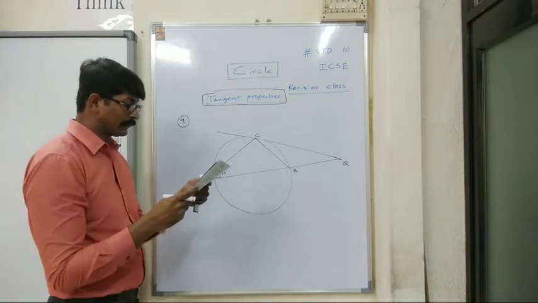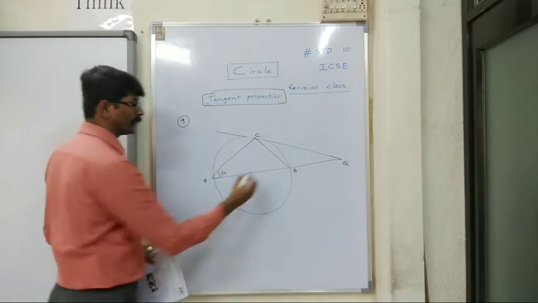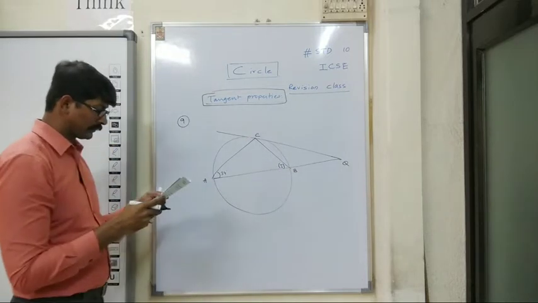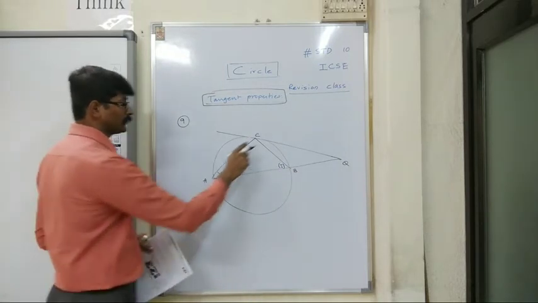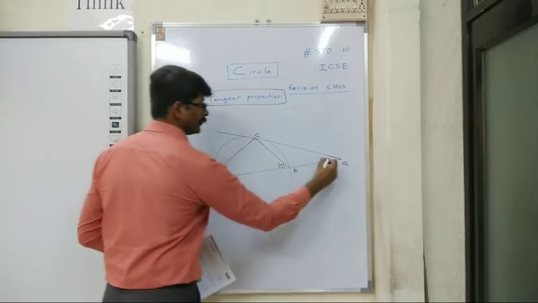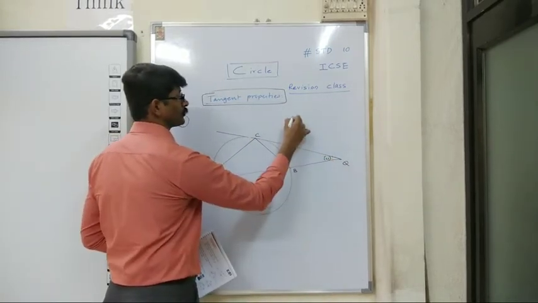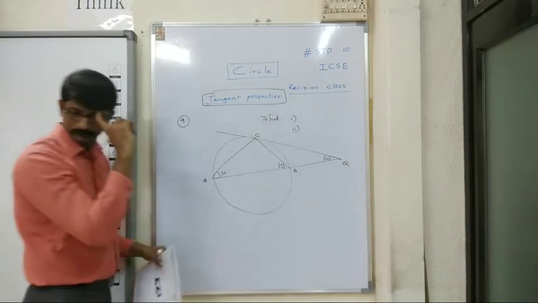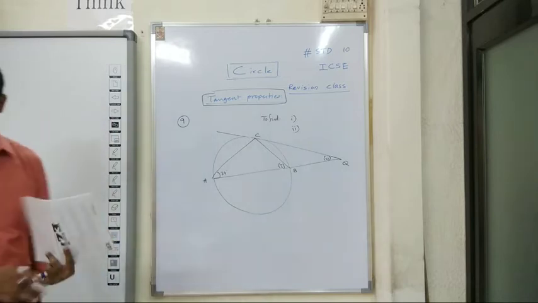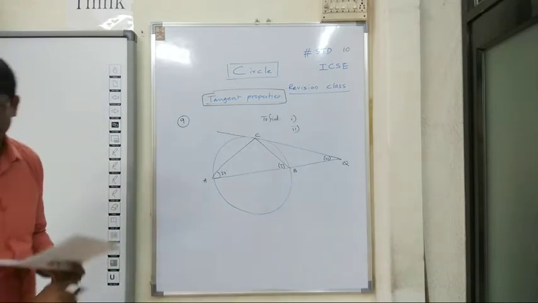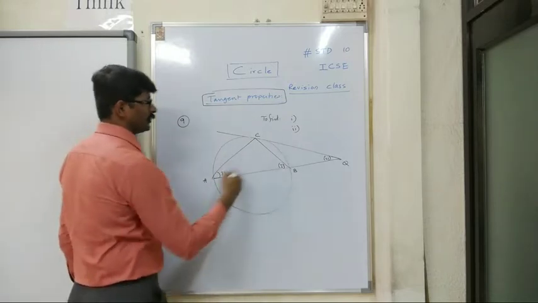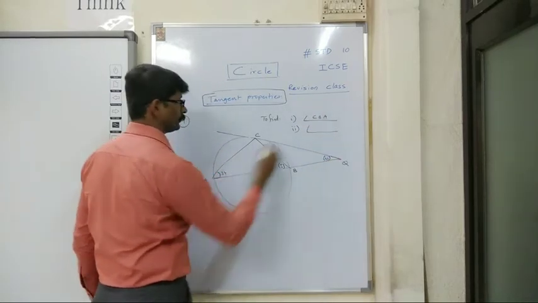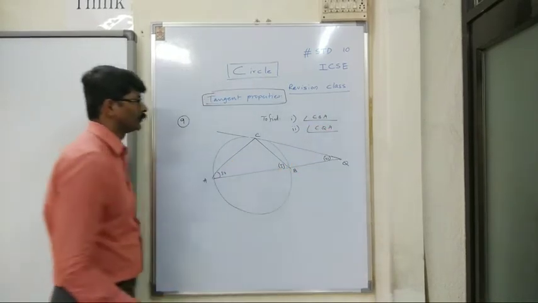What do you have to do? Calculate angle CBA. You have to find this angle CBA, and the second thing is angle CQA. You have to find this. These are the two things to find. One, you have to find angle CBA, and two, you have to find CQA. So what is the CBA?